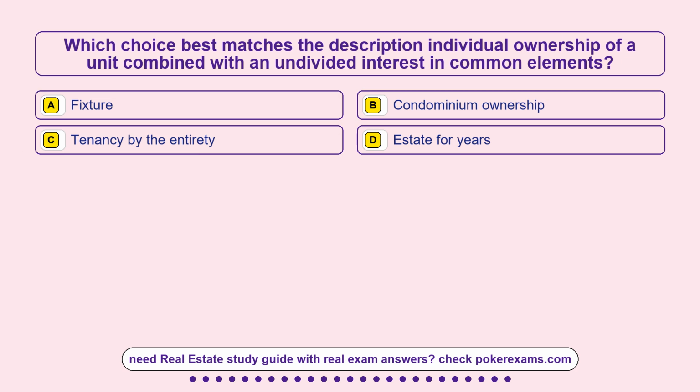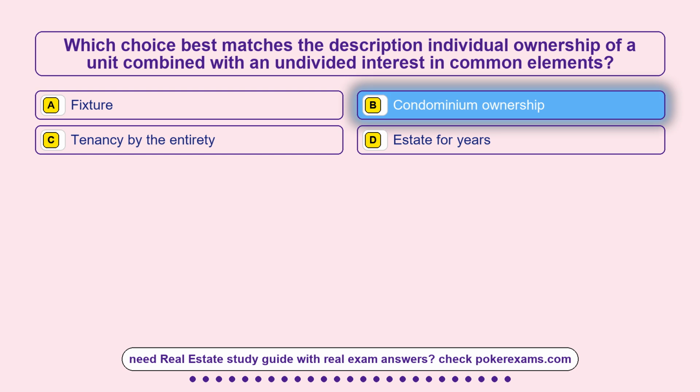Question 24. Which choice best matches the description? Individual ownership of a unit combined with an undivided interest in common elements. Option A, fixture. Option B, condominium ownership. Option C, tenancy by the entirety. Option D, estate for years. The correct answer is option B, condominium ownership.